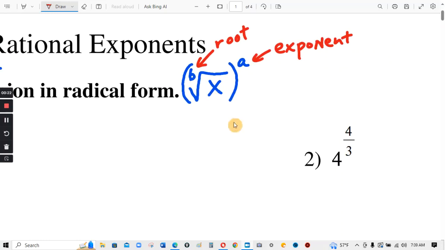Well, x, the base number that's being raised to a certain power here, is going to be underneath the radical symbol. Okay, and the root number is going to be right outside of that radical symbol. And the exponent, if you put that whole thing in parentheses, will be right outside the parentheses.